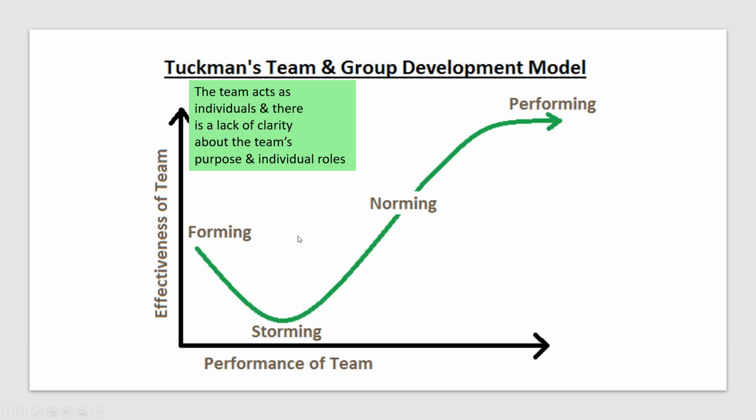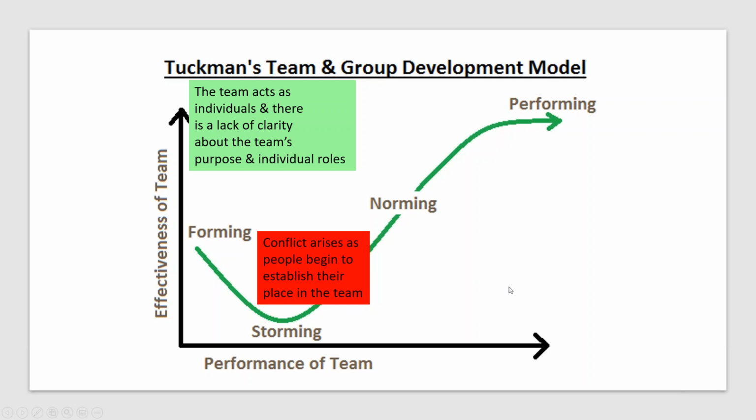Now, if we get to the next stage, which is the storming stage, again, you can't bypass this. It's inevitable, and I'll talk a little bit about this, but what normally happens during this storming stage is conflicts will arise as people begin to establish their place in the team. So what's happening at this stage is that people aren't quite sure where their role starts and finishes. They're not quite sure where other people's role starts and finishes. In fact, what they do is they often make assumptions about that.